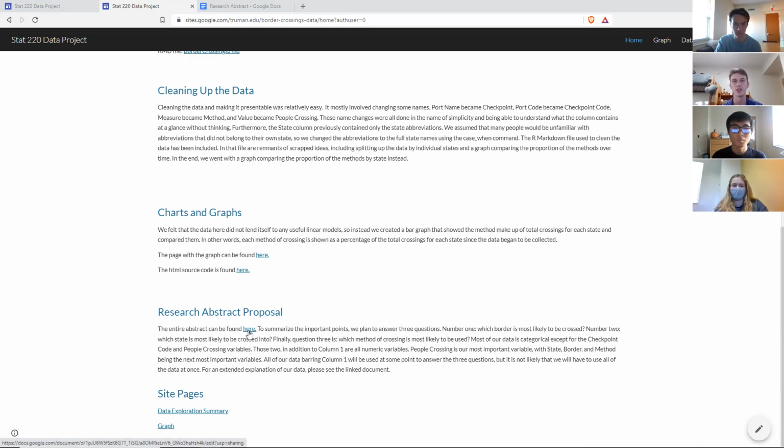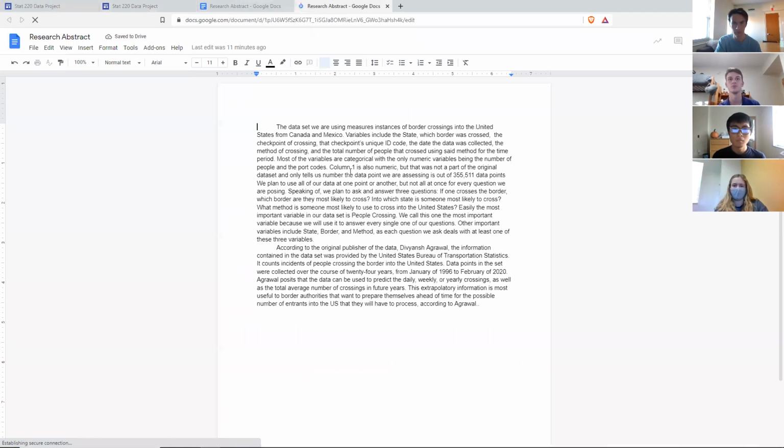Most of the variables are categorical, with the only numeric variables being the number of people and port codes. Column 1 is also numeric, but that was not a part of the original data set, and it only tells us the number of the data point we're assessing out of 355,000 data points. We plan to use all of our data at one point or another, but not all at once for every question we are posing.